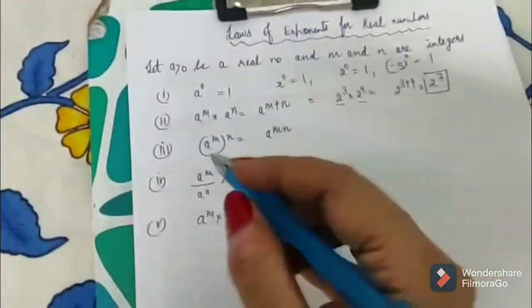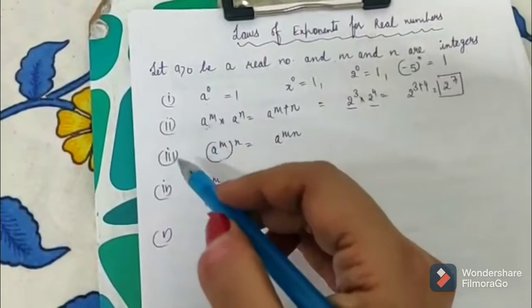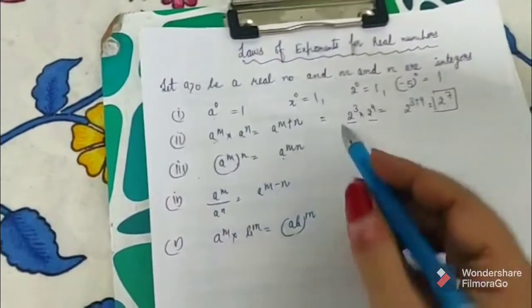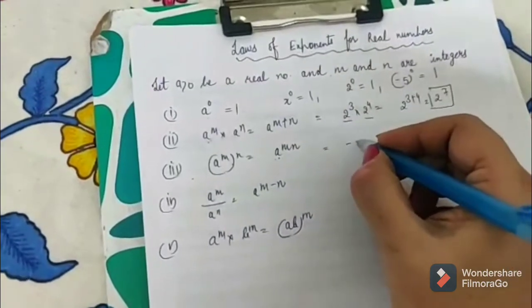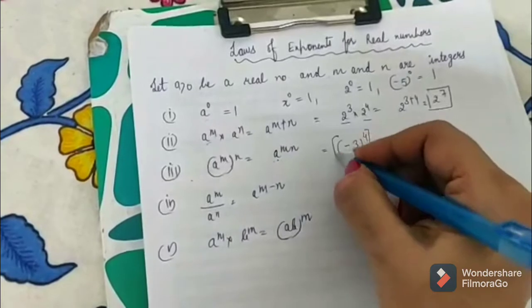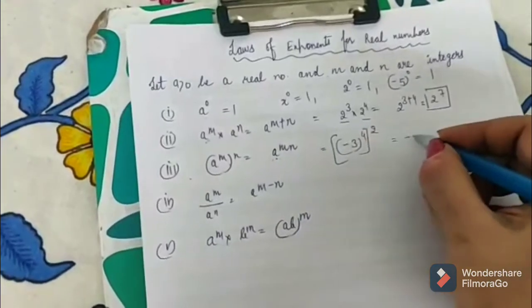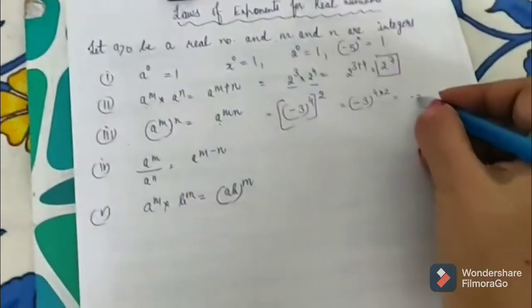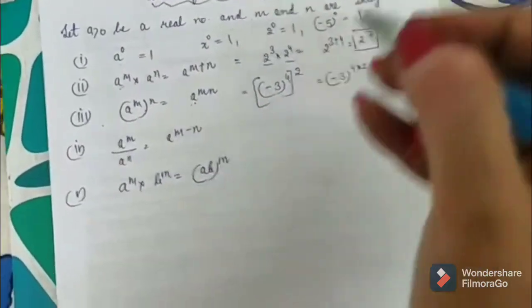The next law says that a raised to power m whole power n. So we have to multiply it. A raised to power m into n. If it is minus 3 raised to power 4 whole power 2, it is going to be minus 3 raised to power 4 twos are, this is minus 3 raised to power 8.